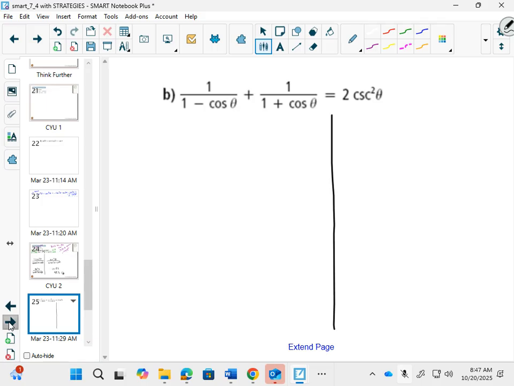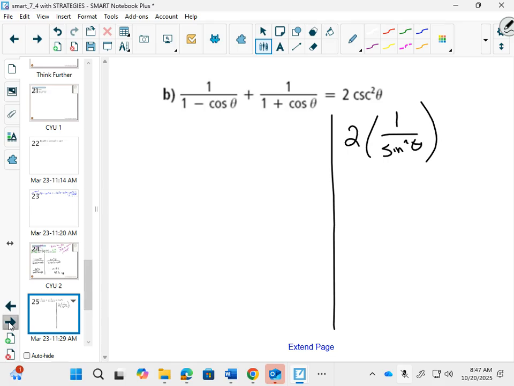Like I see the cosecant squared theta, and I'm like, okay, that's one of my Pythagorean identities. Should I change it to cotangent squared theta plus 1? Maybe. But I look at this side, and I don't see any cotangent on this side. So for me, this one is still strategy number 1. I want to change things to sine and cosine.